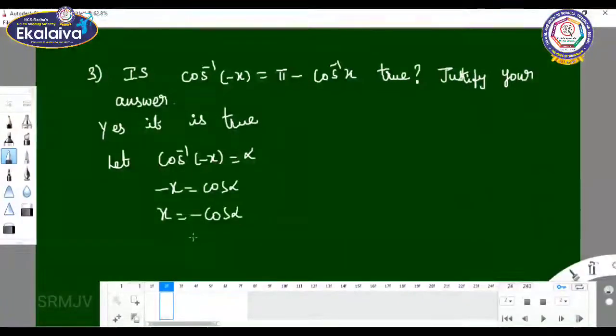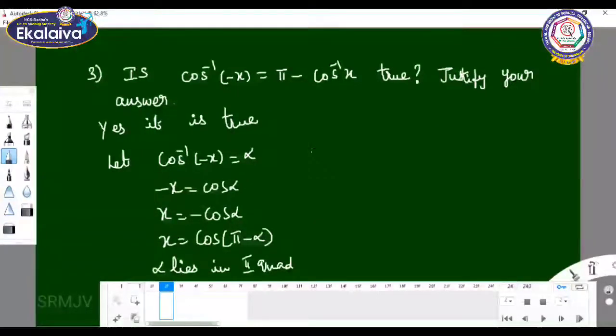When cos alpha is negative, alpha lies in the second or third quadrant. So I will write x equals cos of pi minus alpha. Cos of 180 minus theta is minus cos theta because theta lies in the second quadrant. If it lies in the second quadrant, sine is positive and cos is negative.